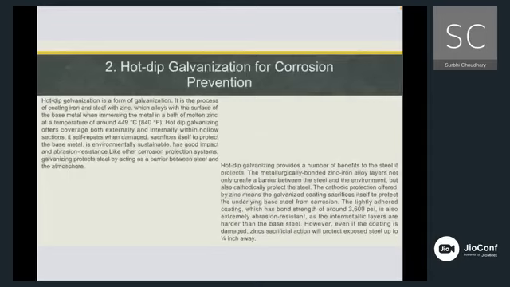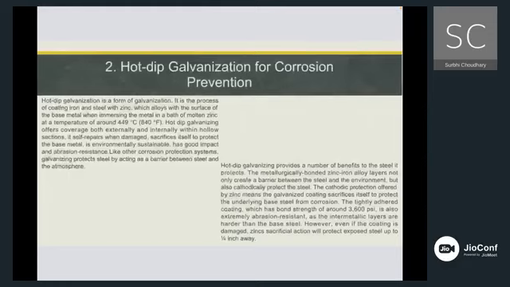It self-repairs when damaged, sacrificing itself to protect the base metal. It is environmentally sustainable, and has impact and abrasion resistance. Like other corrosion protection methods, galvanization protects steel by acting as a barrier between steel and the atmosphere. This process is very effective in forming metallurgically bonded zinc-iron alloy layers, which not only create a barrier between the steel and environment, but also cathodically protect the steel from the corrosion process.